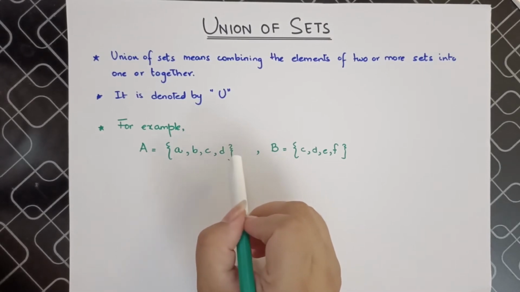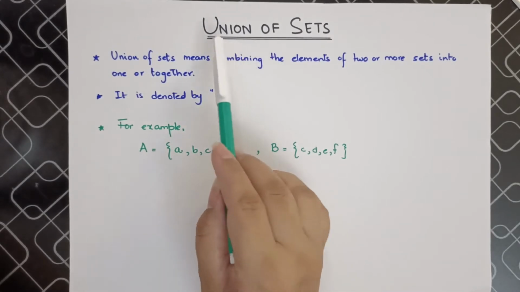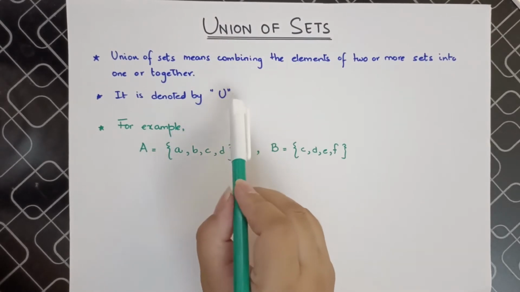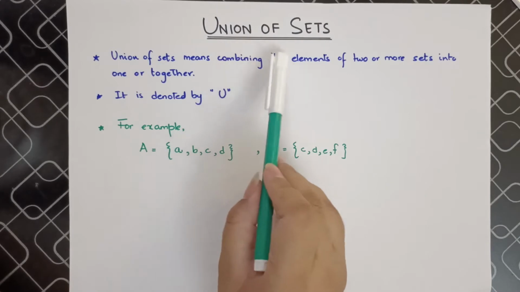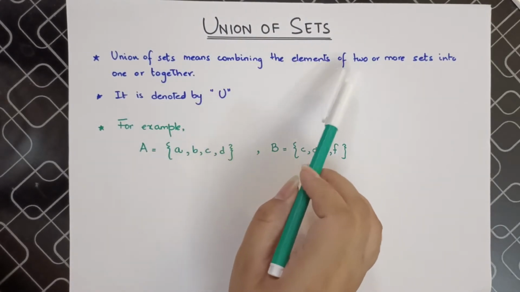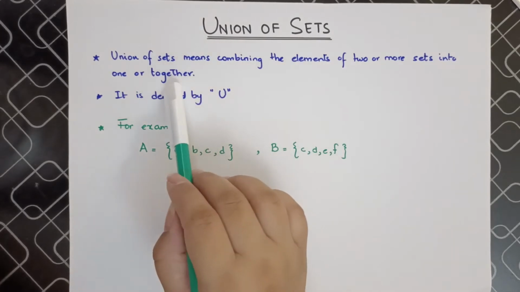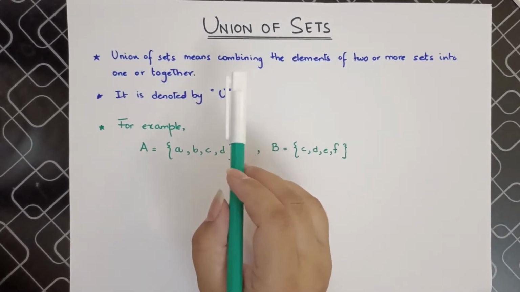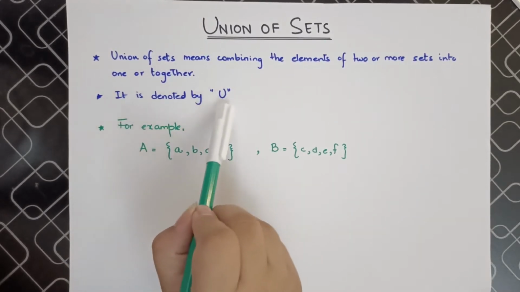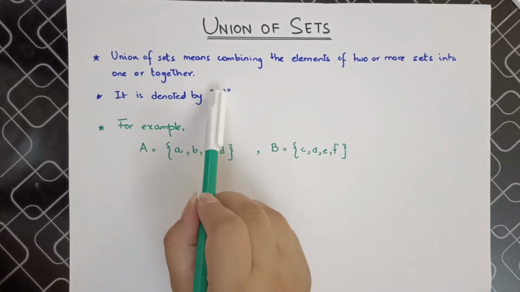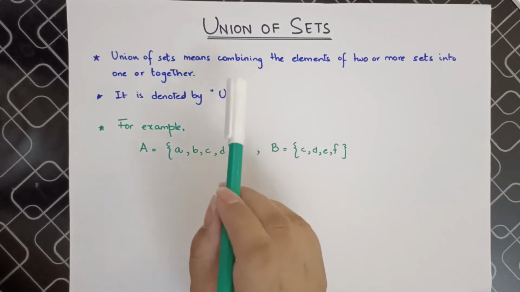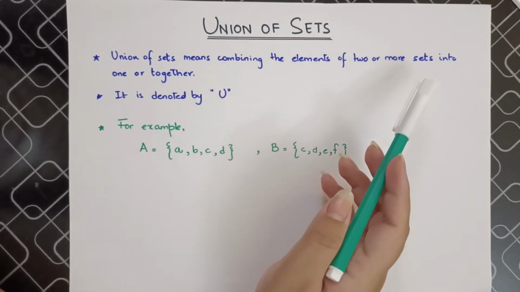Okay, so what is union of sets? First of all, let's look at the word union. What does union mean? Union means to combine. So union of sets means combining the elements of two or more sets into one set. It is denoted by the letter U, which shows that it is a union.